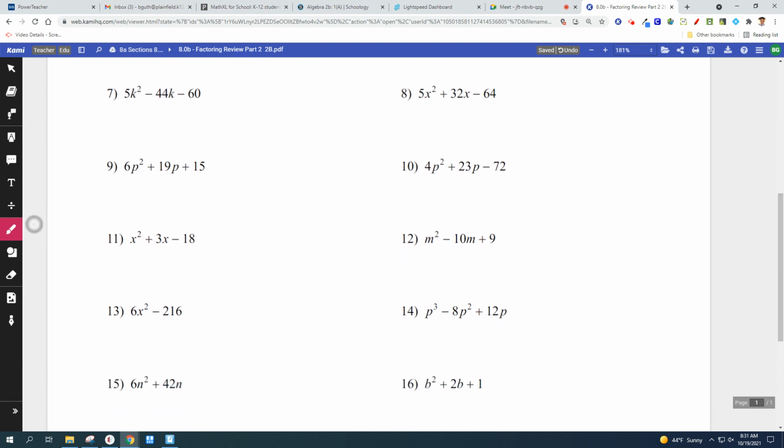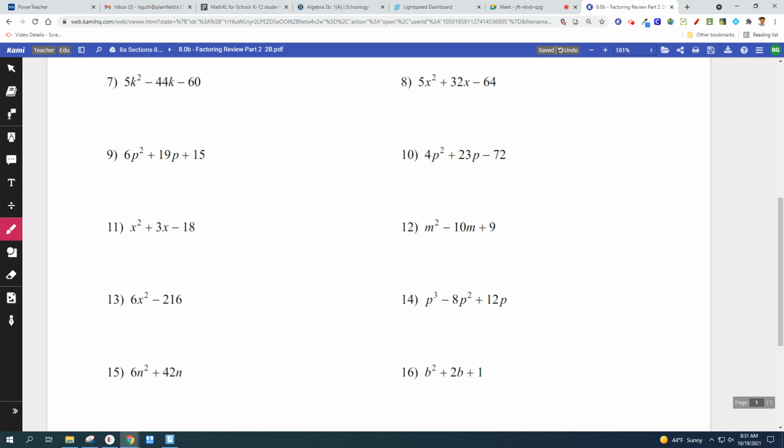Let's skip 5. Let's go to number 7. Since 5 is a prime number, we know it has to be 5k and k. There's no other possible thing. We need a 60. So again, I ignore the negative for the time being. I'll go back and look at that later. The faster you are at this, the better. 5 and 12, 6 and 10, 7, 8, 9 don't work. Okay.